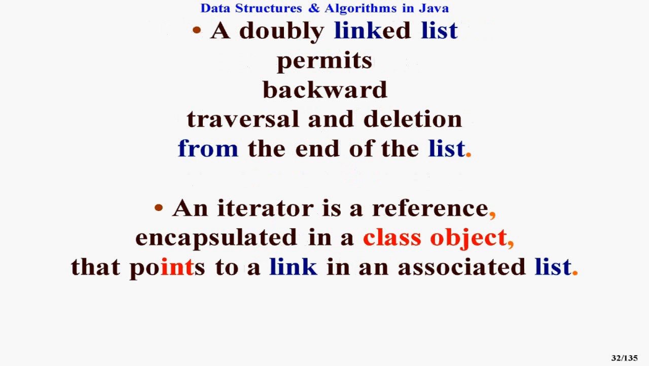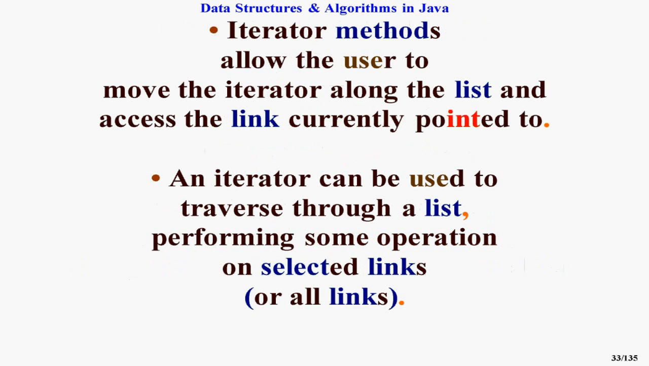An iterator is a reference, encapsulated in a class object, that points to a link in an associated list. Iterator methods allow the user to move the iterator along the list and access the link currently pointed to. An iterator can be used to traverse through a list, performing some operation on selected links or all links.